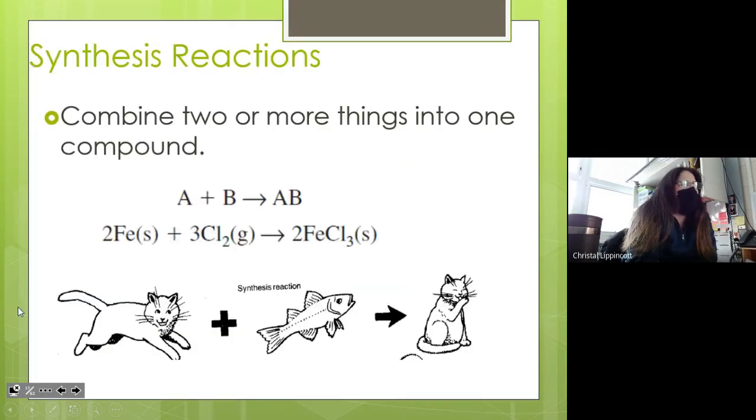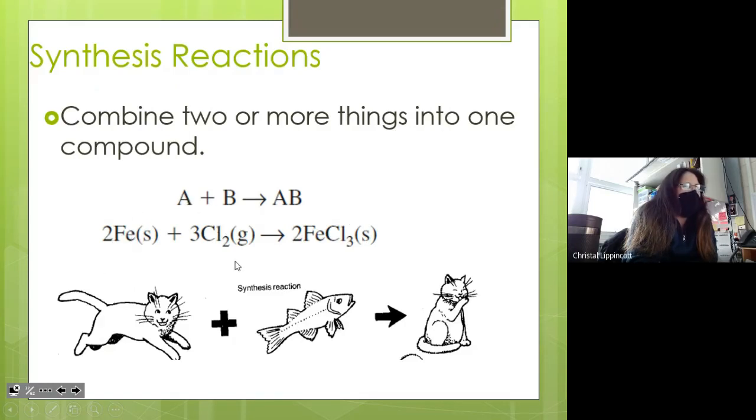All right, here is another example of that. So this is kind of what I wanted you guys to try to do with your drawings. Combine two or more things together into one compound. So we had a cat and a fish, and the kitty ate the fish, and now it's happy. Okay, so synthesis. How does that look in a chemical reaction?